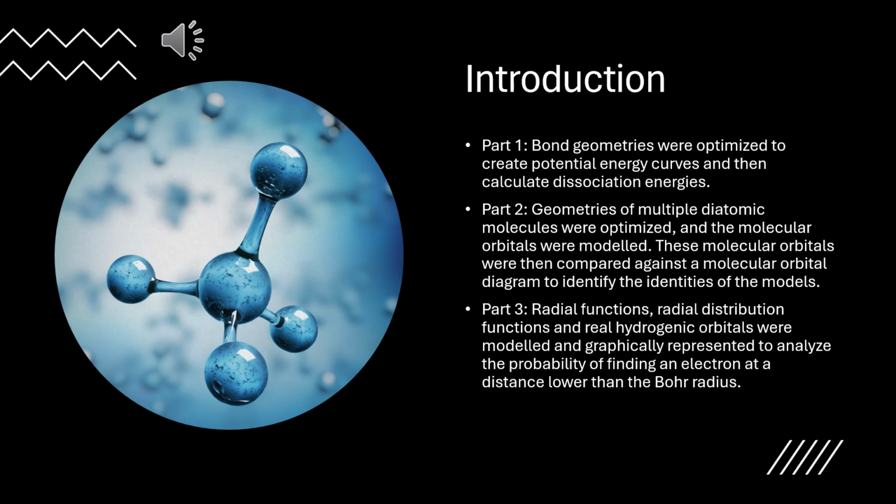In part 1, potential energy curves and bond dissociation energies were calculated. In part 2, diatomic molecules and their molecular orbitals were modeled and compared against the molecular orbital diagram. And in part 3, radial functions, radial distribution functions, and real hydrogenic orbitals were modeled and graphically represented and then analyzed.